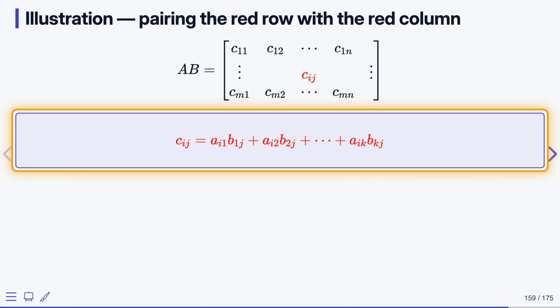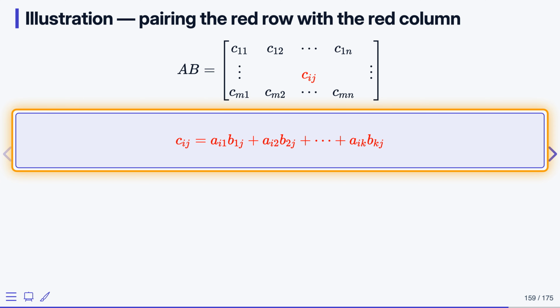Now pair the two red strips up. To find the single entry C sub ij, shown in red inside the product, multiply the first row entry by the first column entry, then the second by the second, then the third by the third, and so on to the kth. Finally, add all those products together.